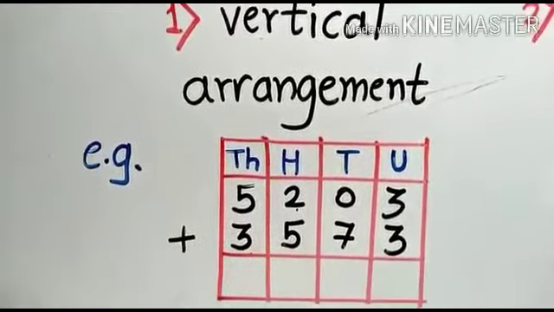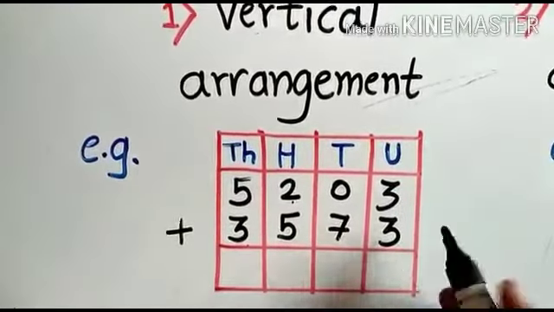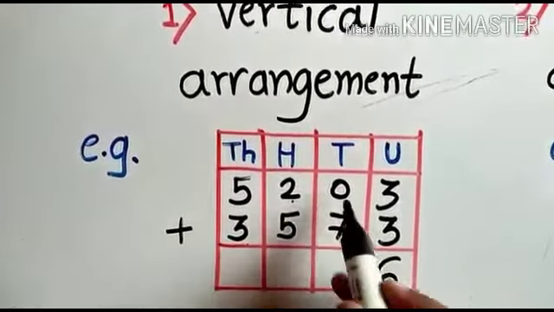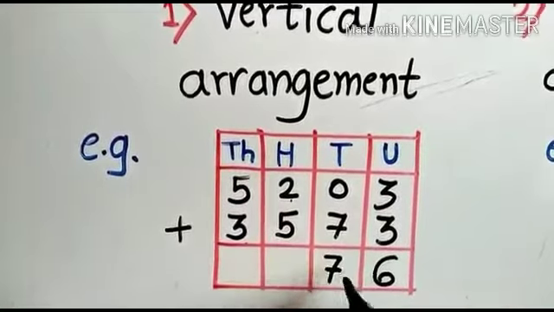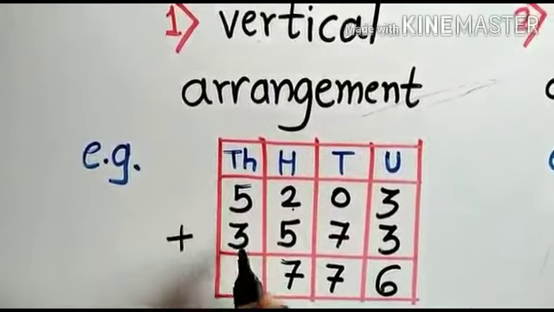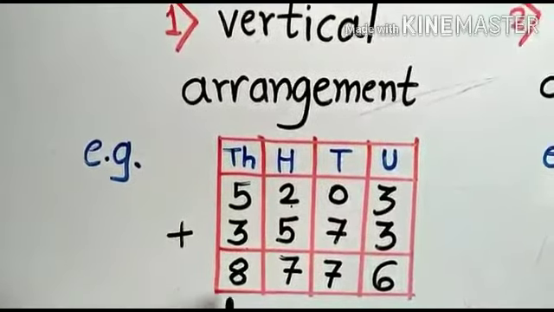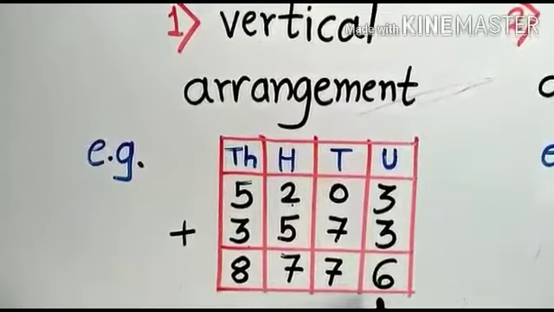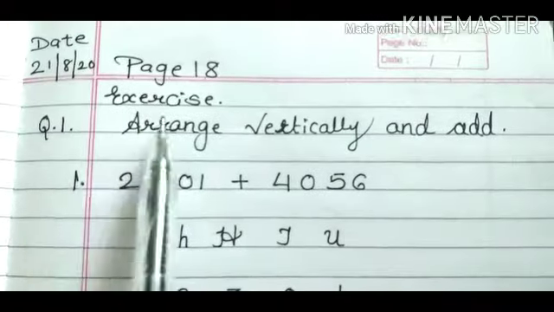Now you can see here 3 is in unit place and for the second number also 3 is in unit place. So 3 plus 3 is 6. Now in tens place 0 plus 7 is 7. In hundreds place 2 plus 5 is 7 and in thousands place 5 plus 3 is 8. So our answer is 8776.